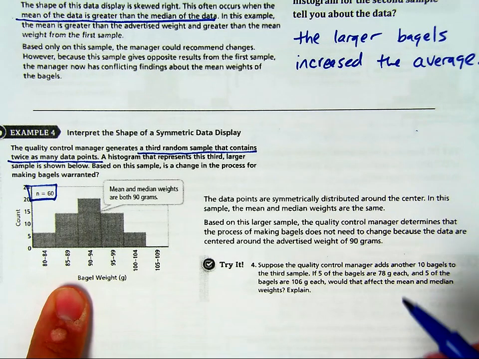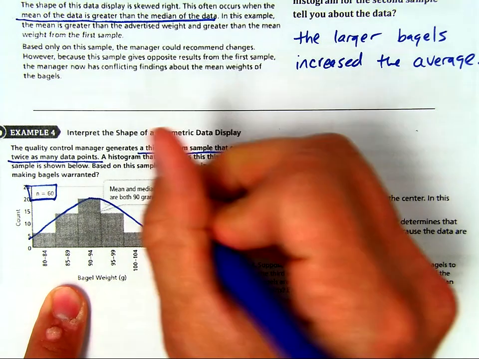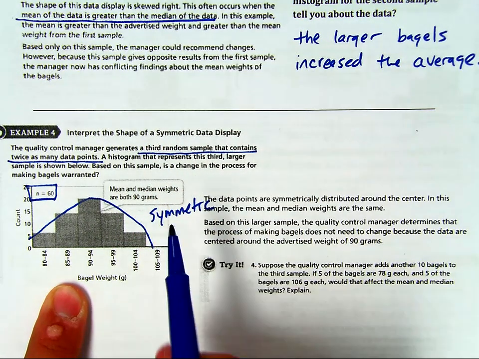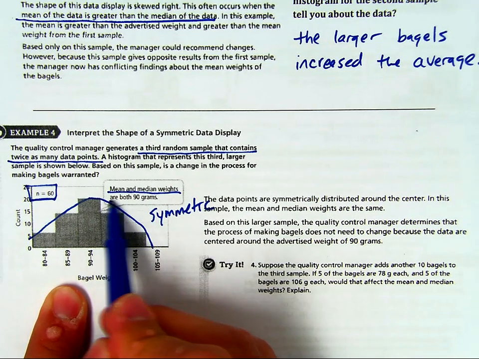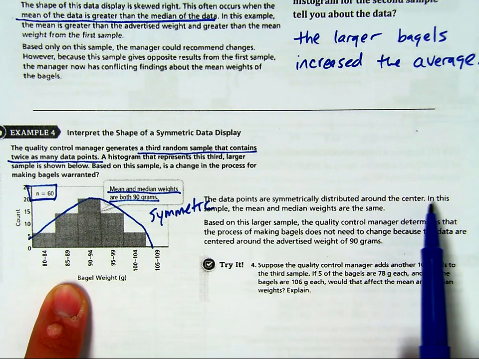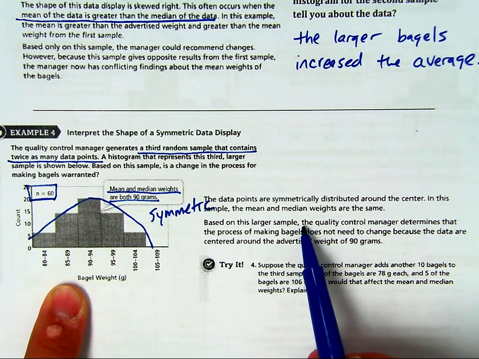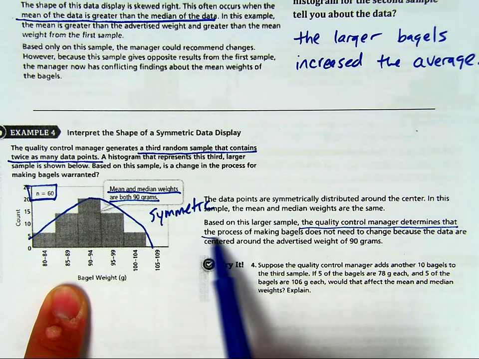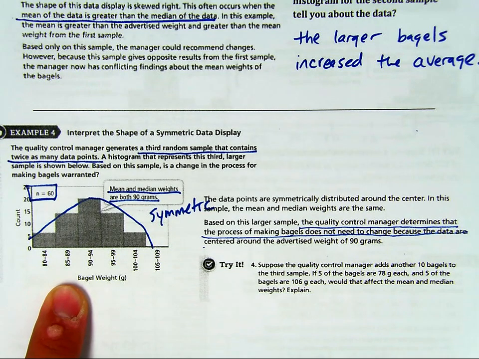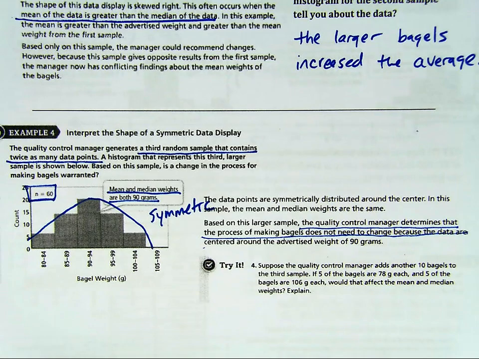All right, so here, okay, we can see that this is symmetric. Okay, and the mean and the median are both 90 grams. Okay, so the data points are symmetrically distributed around the center. The mean and the median weights are the same. Based on this large sample, the quality control manager determines that the process of making bagels does not need to change because they are centered. Okay, so basically, anytime the mean and the median are the same, okay, then the bagels are good.